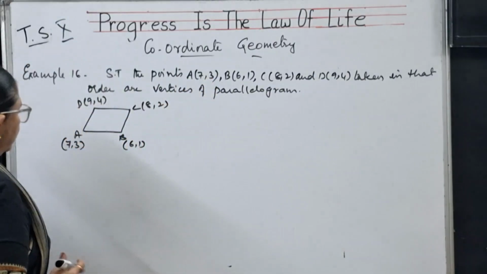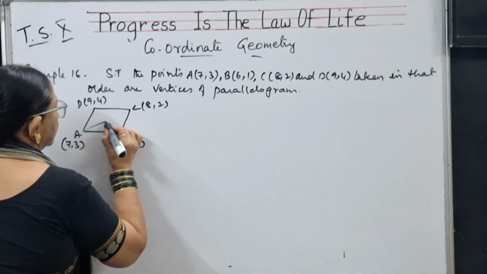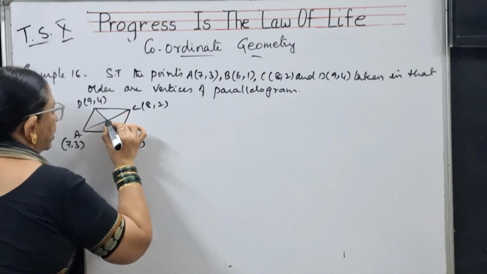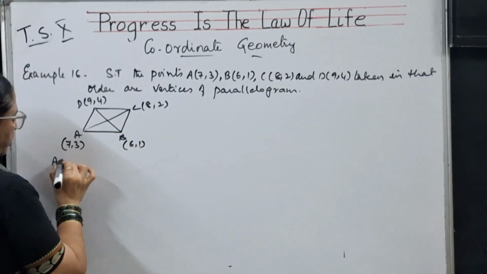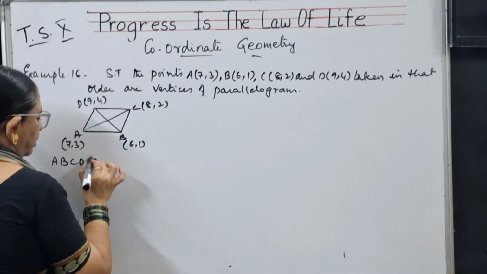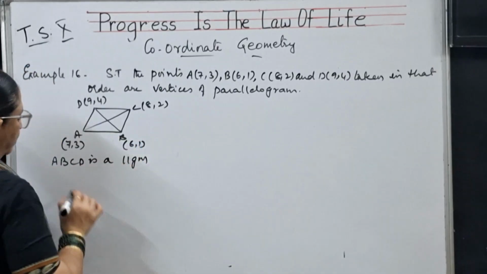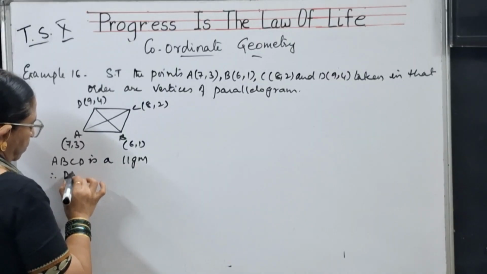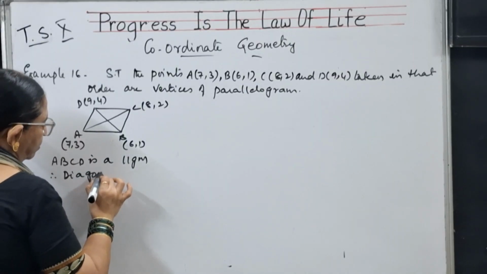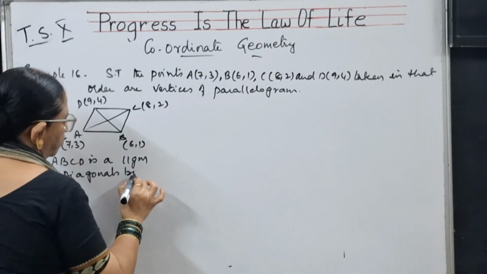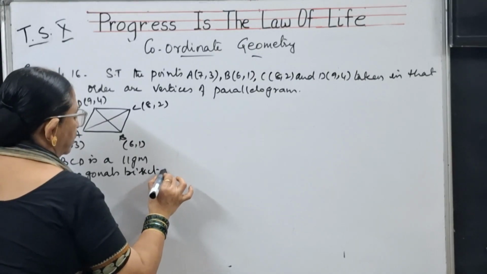So the diagonals, this is one diagonal and this is one diagonal. So ABCD is a parallelogram. This is the symbol, I hope you know this. Therefore, diagonals bisect each other.